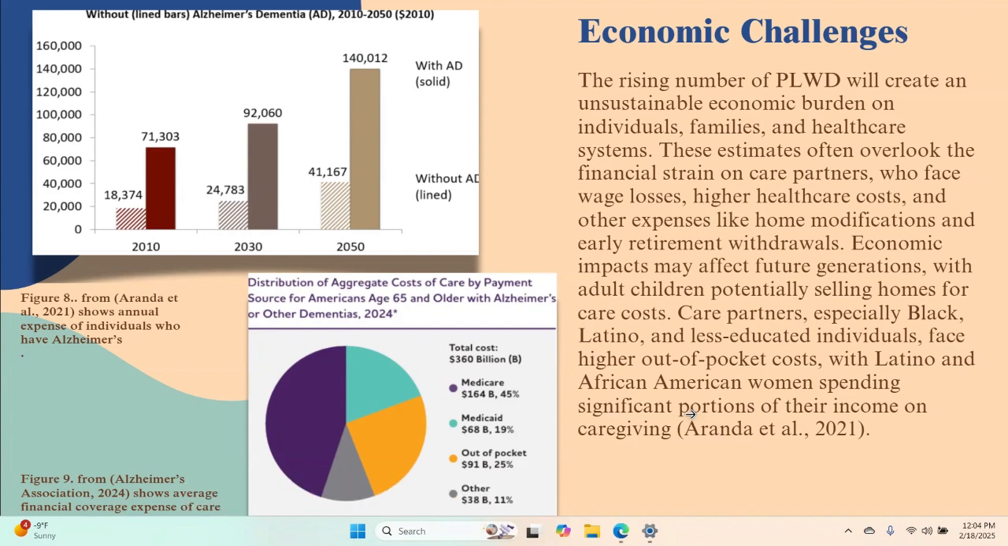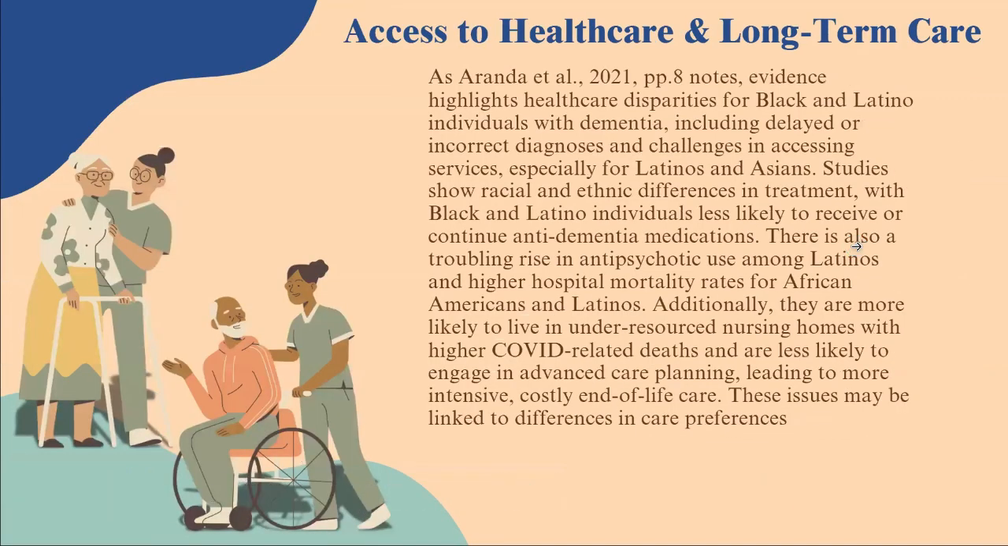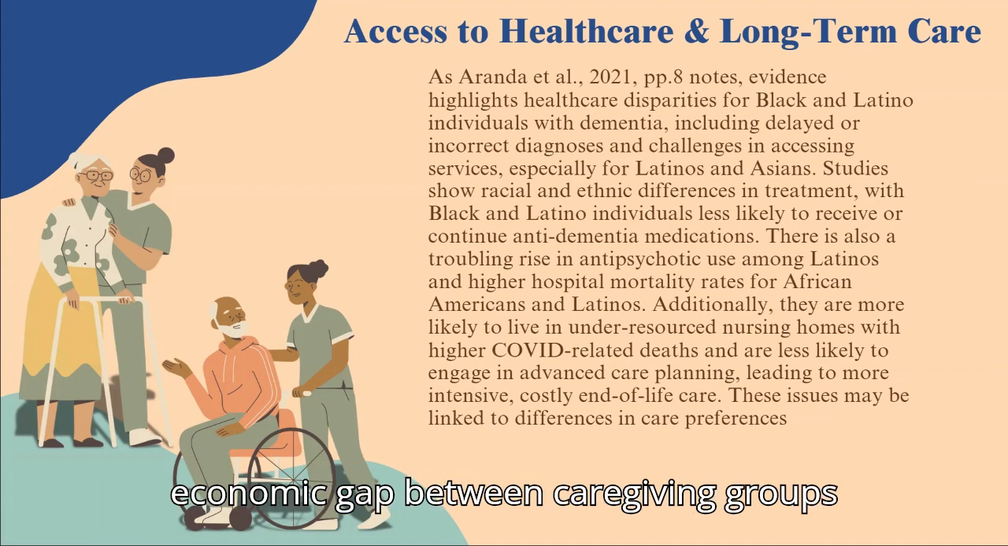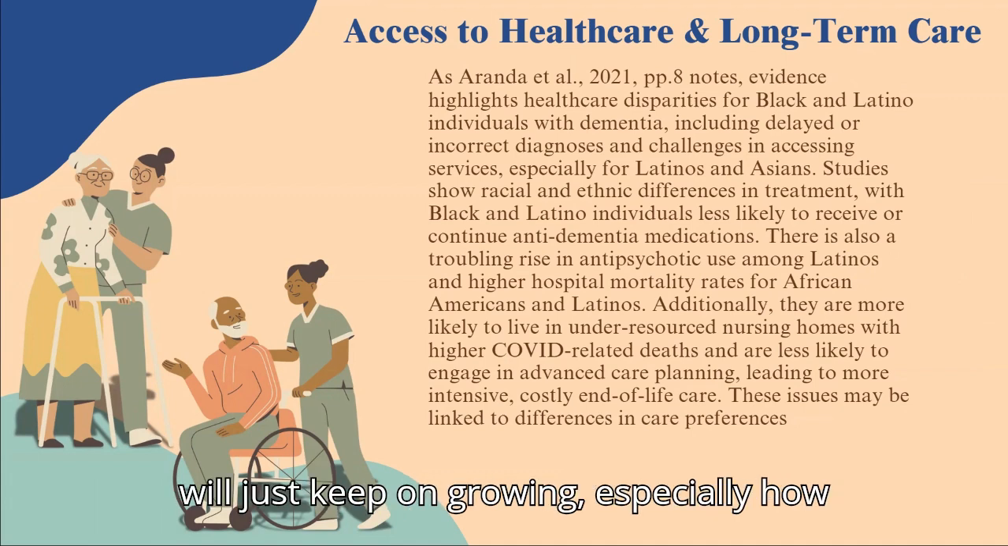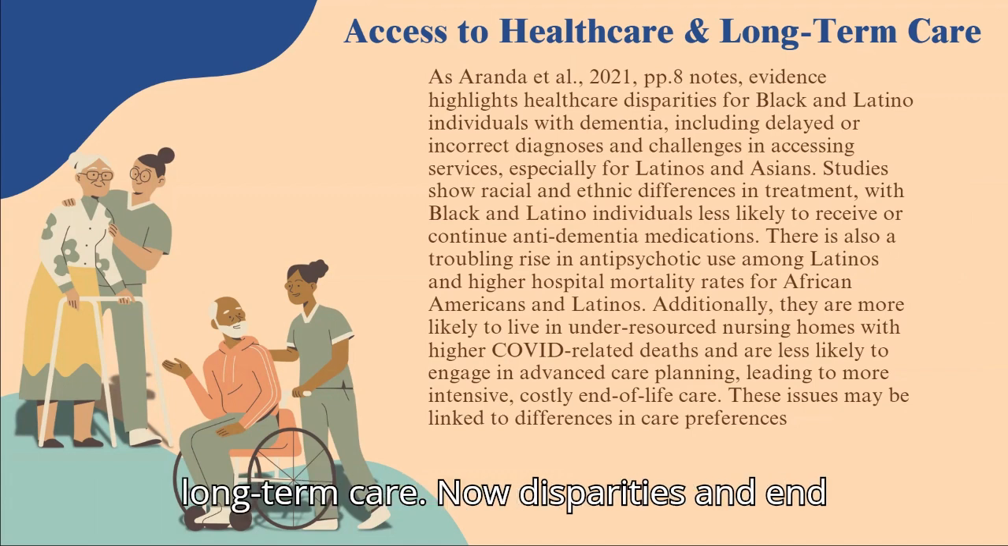This was found by Aranda, 2021, and I believe it was page 7. I just forgot to include that. These disparities show the urgent need for intervention to ease the financial burden of caregiving. Without any action, the economic gap between caregiving groups will just keep on growing, especially if communities are already facing disadvantages. Next, we'll be talking about access to healthcare and long-term care.